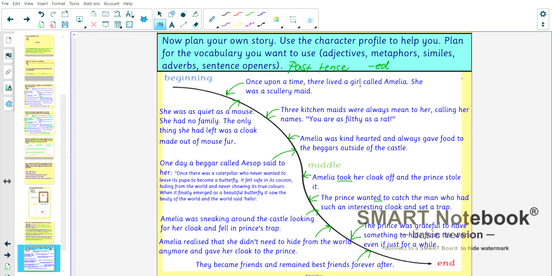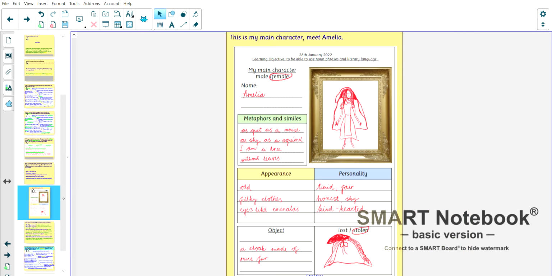Now I think this is a good plan and I would be quite happy if you did something similar, but I think I need to do better. Now I think I have already planned for some of the adjectives, so I can highlight the word adjectives here, and I planned for that Amelia was kind-hearted and that the prince was grateful. So these are good words I planned for. I could perhaps go back to my plan here and see if I included all of them.